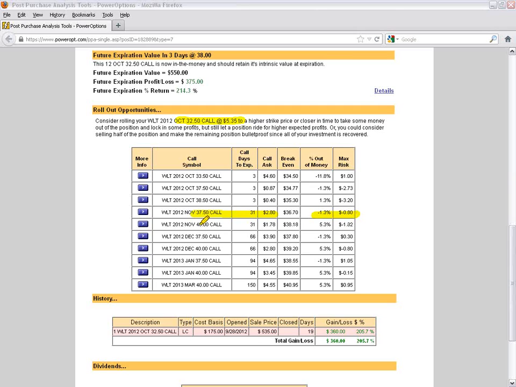Now, what am I looking for here? Really liking this negative maximum risk. Why? We'll show you in a second.